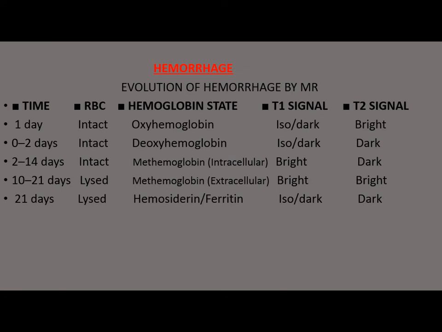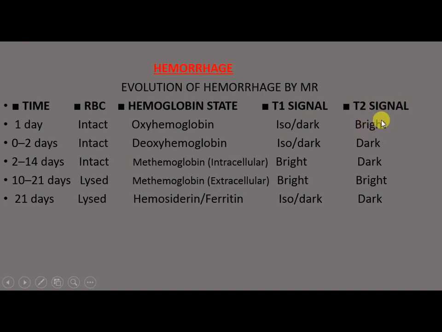So it shifts from infarction to hemorrhage. Evolution of the hemorrhage by MR. This is time. This represents red blood cells, hemoglobin state, T1 and T2 signals. From day one, there is intact cell membrane. There is oxyhemoglobin. It appears iso to dark on T1.